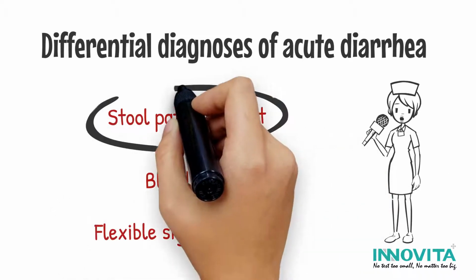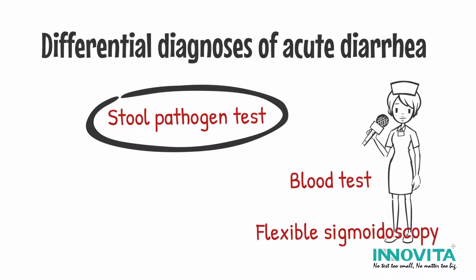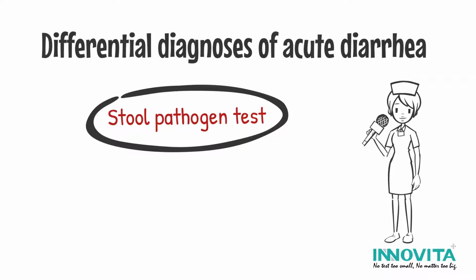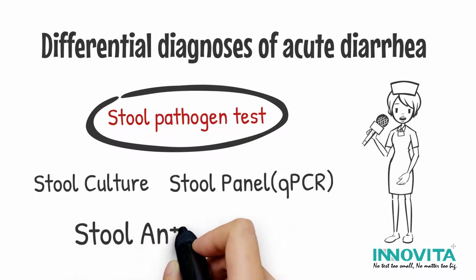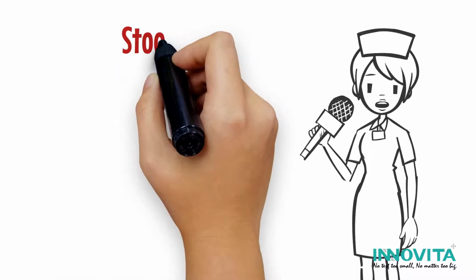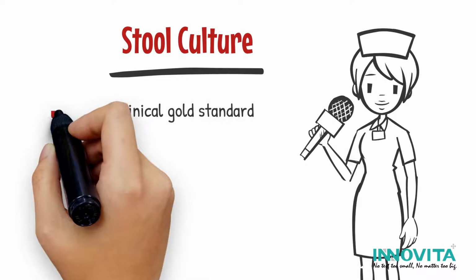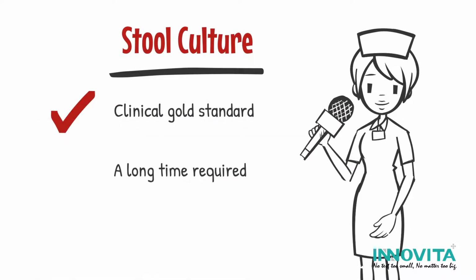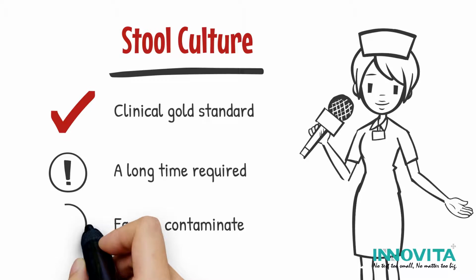Stool pathogen test is helpful to conduct early triage and rapid management. There are mainly 3 test methods: stool culture, stool panel or qPCR, and stool antigen test. The stool culture test is the clinical gold standard. However, it requires a long time and is not suitable for early diagnosis. Besides, it's easy to be contaminated.